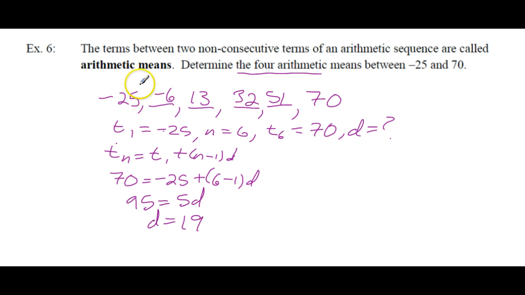Okay, again, this is T1, and there's 4 terms, and then 70, so there's 6 terms in total. We've got T1, we know there's 6 terms, we know the 6th term, and it's the difference that we want. Once we have that, we just go along and add 19, add 19, add 19, add 19. And you could do that ad infinitum.